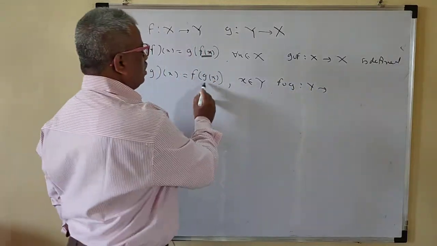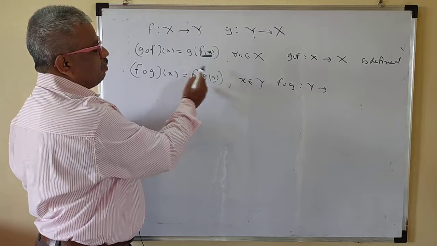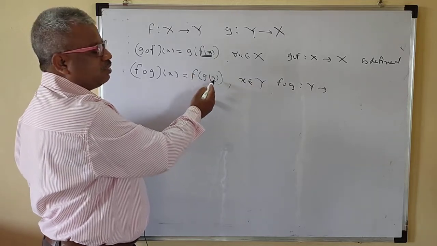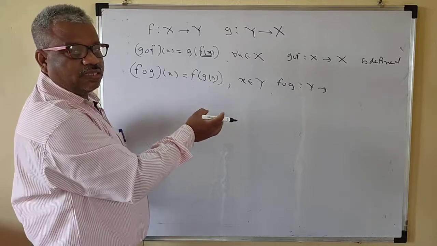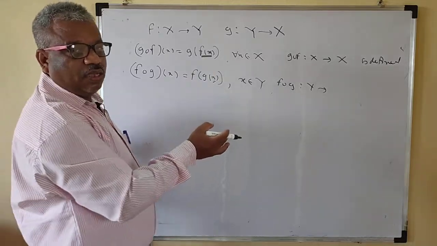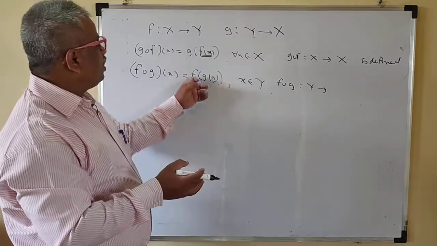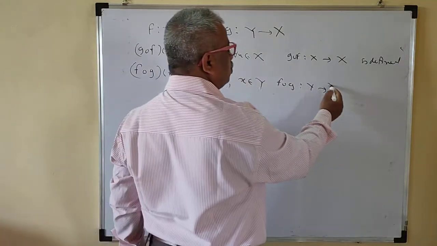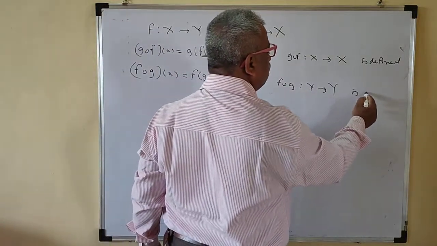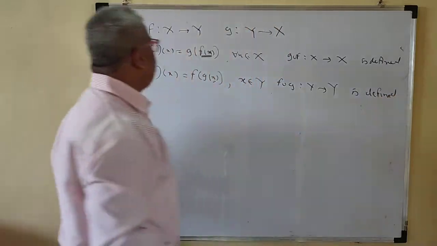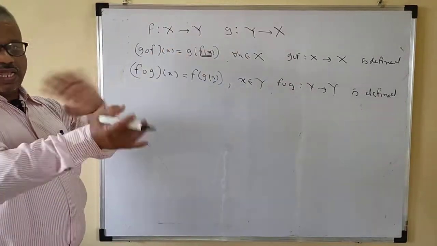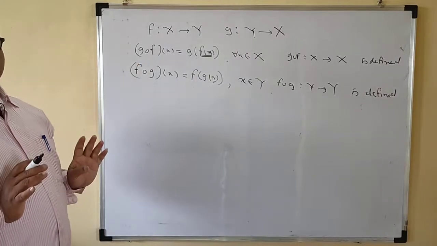Now you are applying f on the elements of X. Then f of the elements of X lies in the codomain of f. So what is the codomain of f? This is Y. So that means it is defined. That means here your domain and codomain are interchanged, then both the compositions exist.